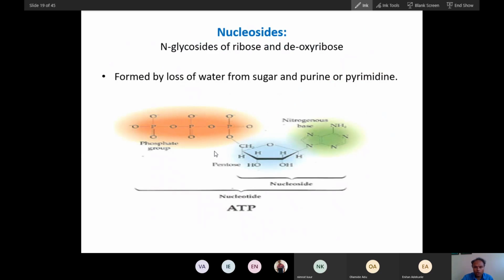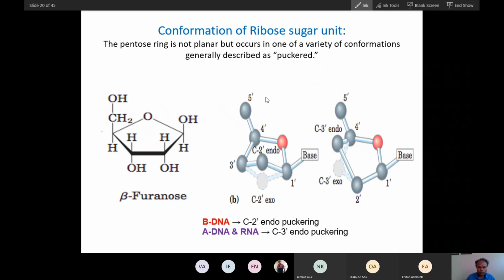So unusual nucleotides, we have already talked about. A nucleotide has a base, a pentose sugar, and a phosphate moiety. And this sugar is bound to the base with an N-glycosidic bond. And this joining, the bond formation, happens by release of what molecule, that you know.